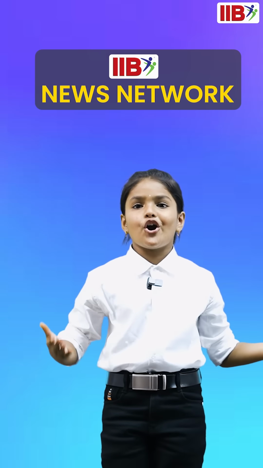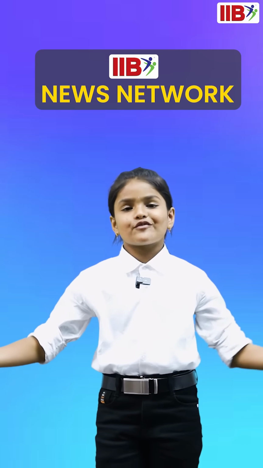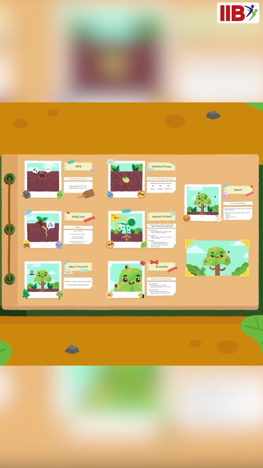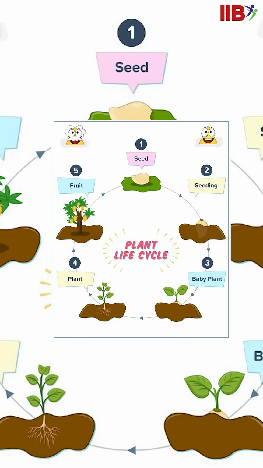Today's special report is on plants' life cycle and photosynthesis. Plants have a life cycle just like humans and other animals. The plant's life cycle has various stages. They also follow a cyclic process in various stages.